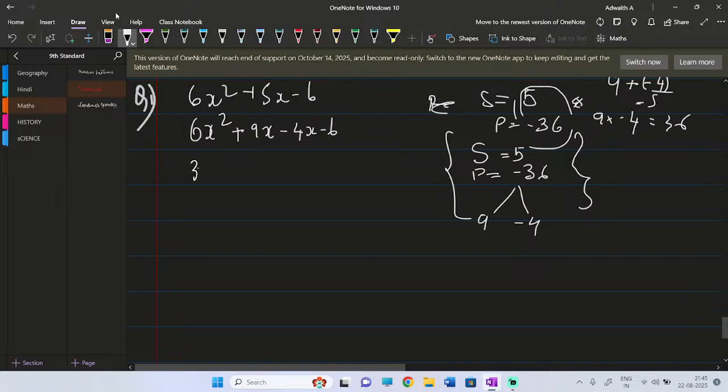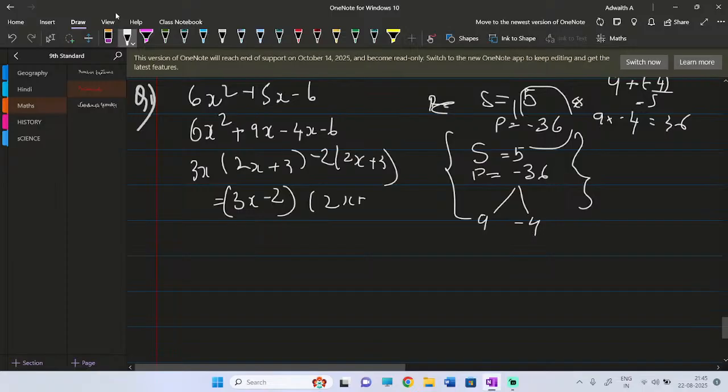You just take 3x common, 2x plus 3 minus 2 times 2x plus 3, then it is equal to 3x minus 2 into 2x plus 3. Okay, kind of. This is the splitting the middle term method.